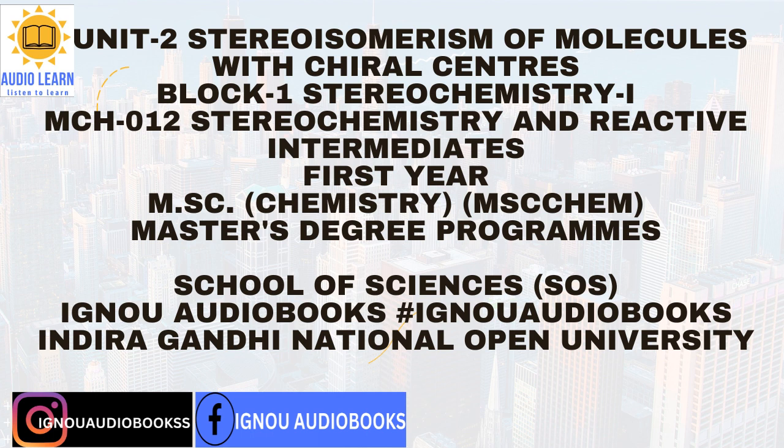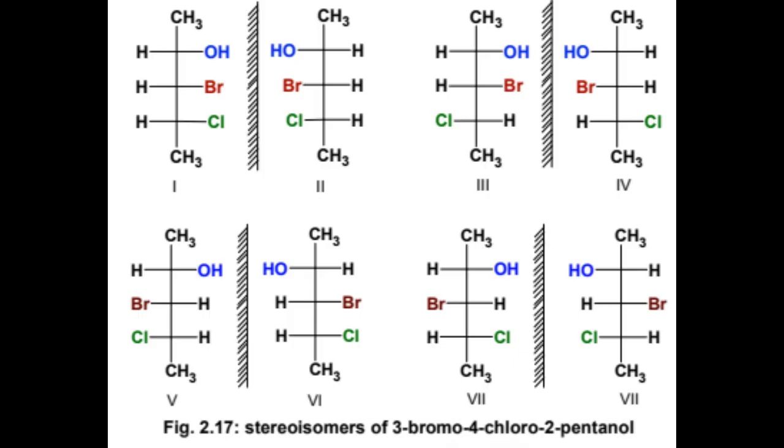For example, 2 is the mirror image of 1, where a hypothetical mirror is shown in between. Similarly, other pairs are 3 and 4, 5 and 6, 7 and 8. Since none of the mirror images is superimposable, there are 4 pairs of enantiomers and all the 8 isomers will be optically active. Figure 2.17, stereoisomers of 3-bromo-4-chloro-2-pentanol.